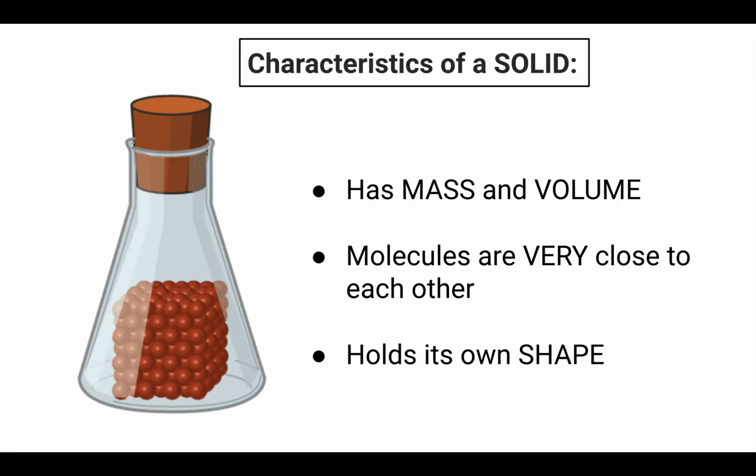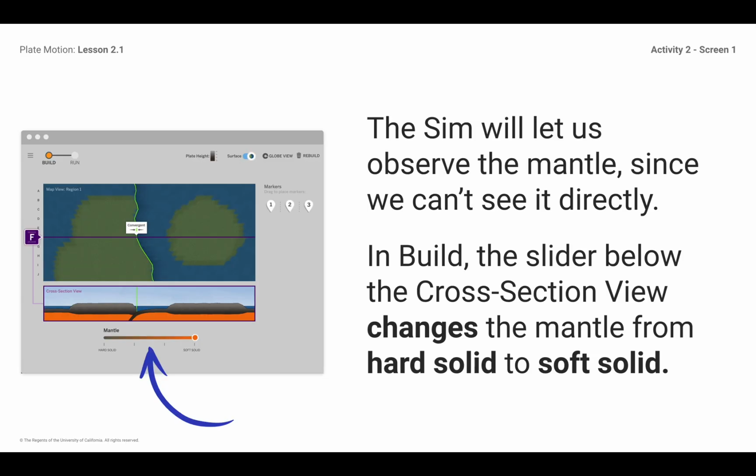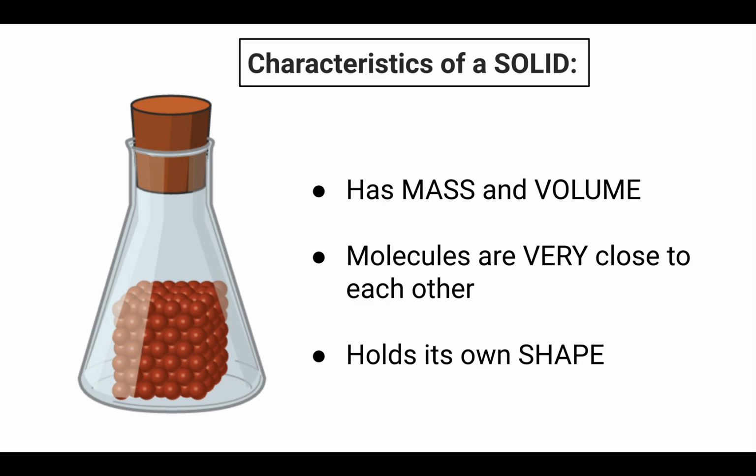So if I were you, I would double check, make sure that you understand the characteristics of a solid. Okay. Looking underneath here, we see that the mantle is either a hard solid, and that's gray, or a soft solid. And so I need to know that you guys understand what are the characteristics of a solid. Well, first of all, a solid has mass and it has volume.